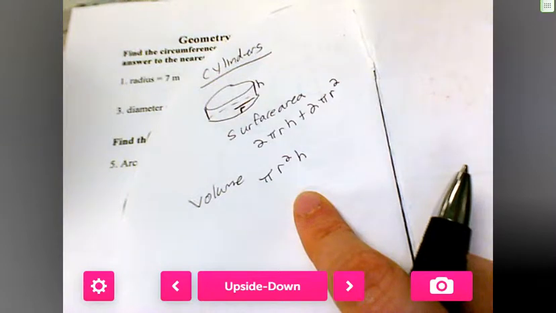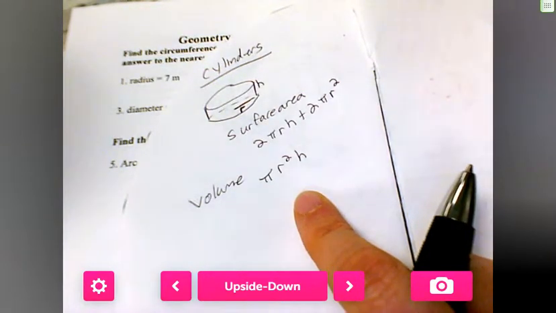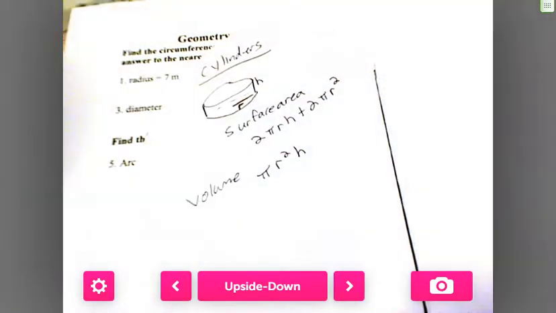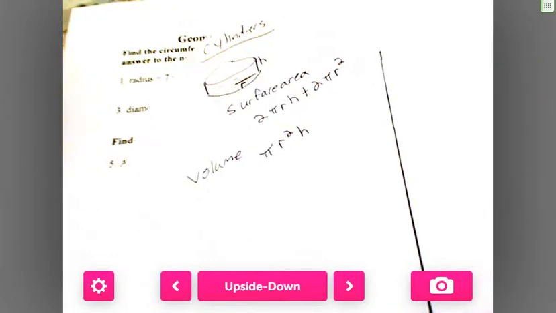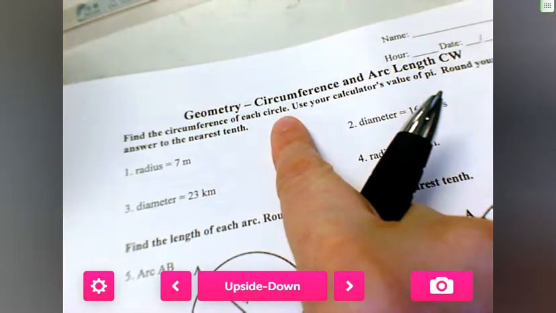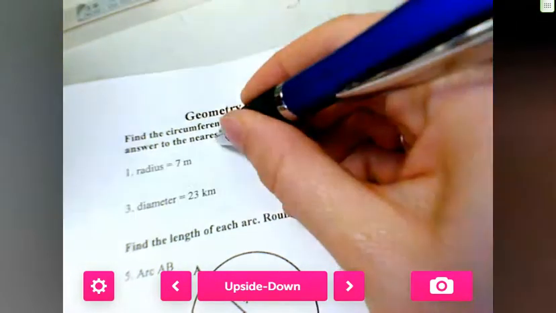Okay, we're going to start with arc length. So once you have this down, you might want to flip it back over to look at arc length. And we're going to do some of these notes together. And then we'll talk about volume and surface area of cylinders. Okay? All right. We're right here on circumference and arc length classwork. Okay? Find the circumference of each circle, use your calculator's value of pi, and round to the nearest tenth.